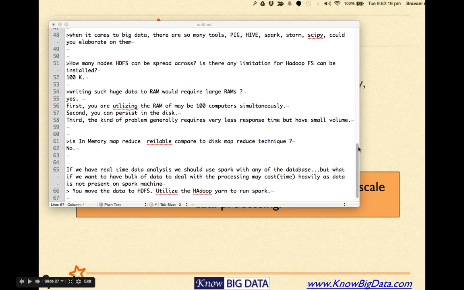But do a back-of-the-envelope calculation: how fast is your network, how much time does it take to transfer the data in real time, and how much time are you expecting overall. That computation can give you a clear indication.